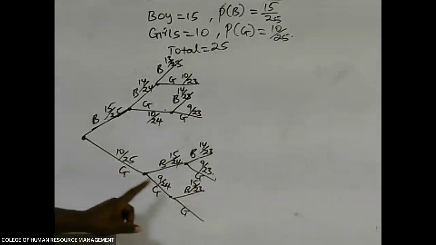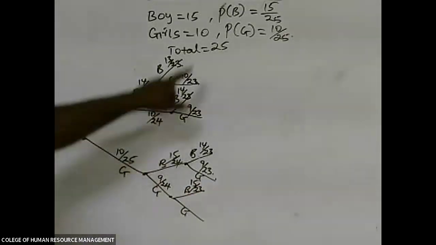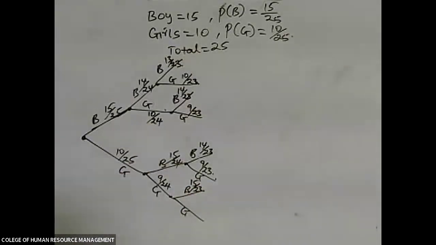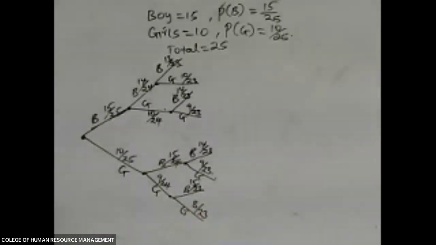Girl first time, girl second time. So already 2 girls are taken out. From the 10, we remove these 2. We are going to remain with 8 out of 23. If we were to do a tree diagram, that is how it will look like. You look at what has been removed, you minus that.